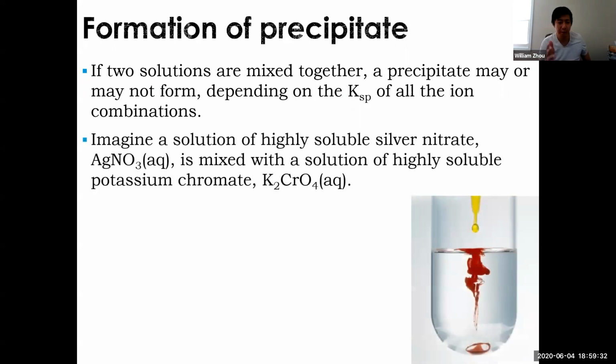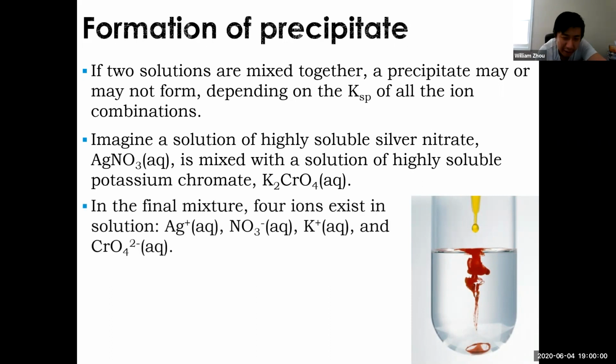Okay? So this is a really pretty but expensive reaction. Silver nitrate, AgNO3, is highly soluble. It's a colorless soluble solution. You mix that with also a soluble solution of potassium chromate, which is a yellow solution. When you mix them together, they will quickly form a crimson red precipitate, as demonstrated by the image on the right side.